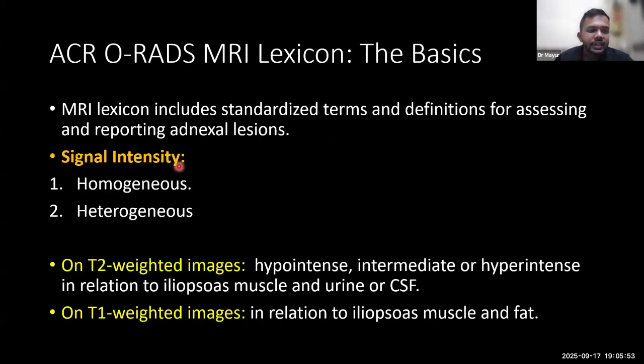Signal intensity of the lesion can be either homogeneous or heterogeneous. Homogeneous has uniform signal, and heterogeneous has mixed signal intensities. On T2 weighted images, we compare the signal of ovarian tissue with that of iliopsoas and CSF, and accordingly we grade the signal as hypointense, intermediate, or hyperintense. On T1 weighted images, again, the signal of the lesion is compared with the iliopsoas or fat. Something that is as bright as fat on T1 weighted images is hyperintense on T1.